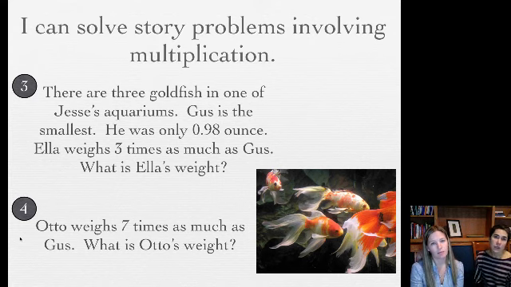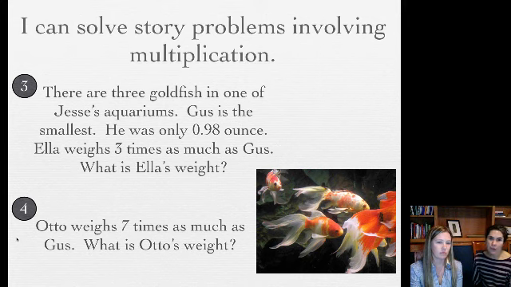So label these in your notebook, numbers 3 and 4. Number 3, I'll just read it out for you at least. It says there are 3 goldfish in one of Jesse's aquariums. Gus is the smallest. He weighs only 98 hundredths of an ounce. Ella weighs 3 times as much as Gus. So what is Ella's weight?